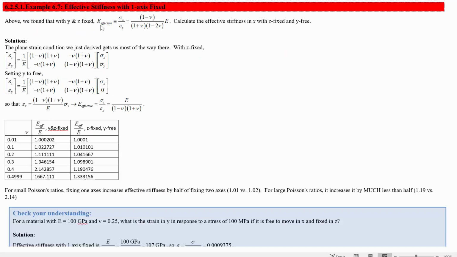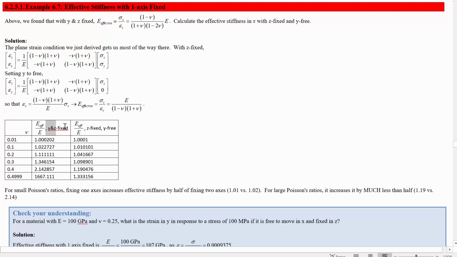So remember that we worked out that the effective stiffness, if it's totally free in the other dimensions, is just E, and the effective stiffness, if it's fixed in both, is this thing. What about if it's fixed in just one? What's that? Well, it's got to be in between those two, right? It turns out it is.